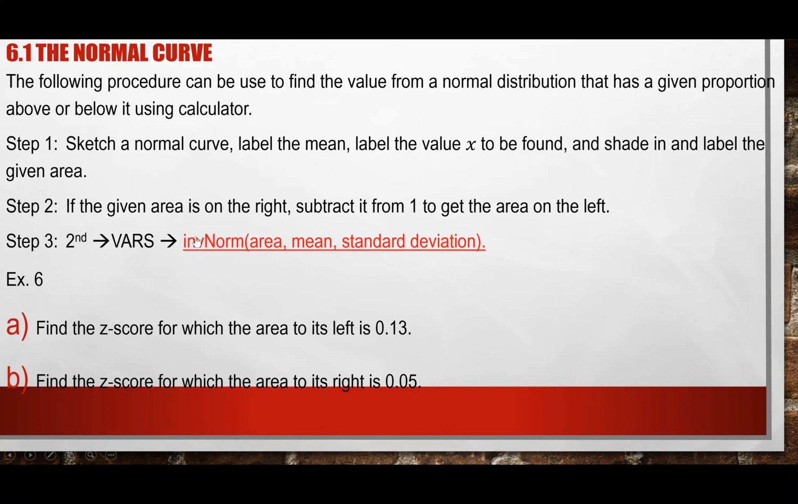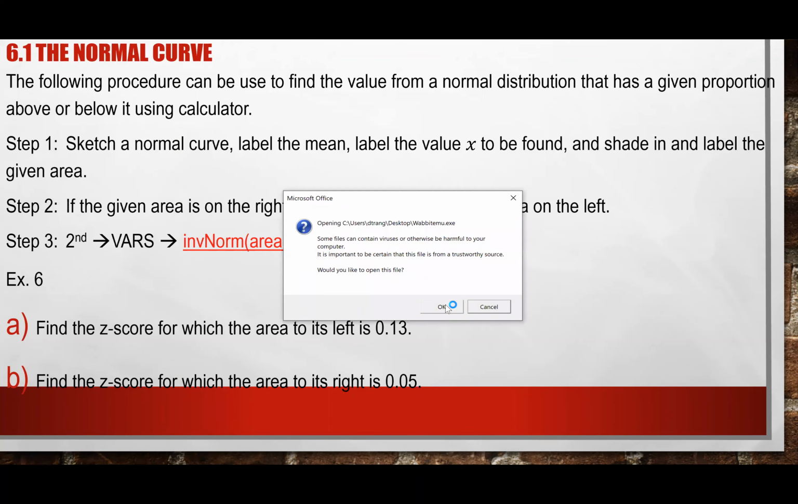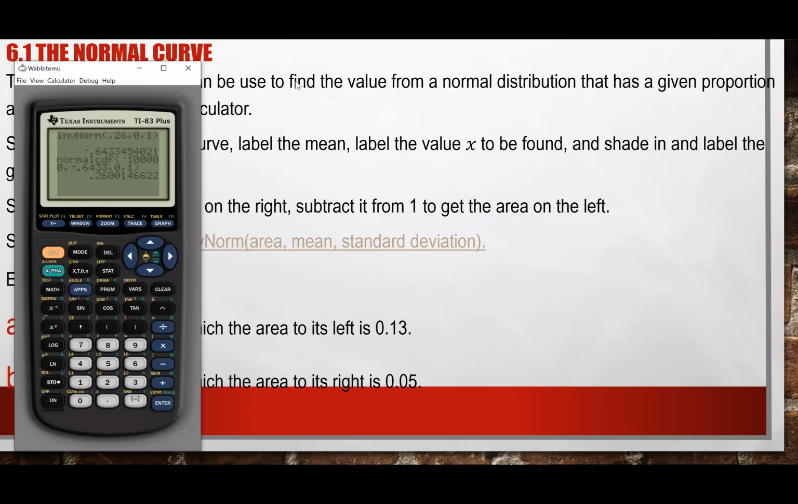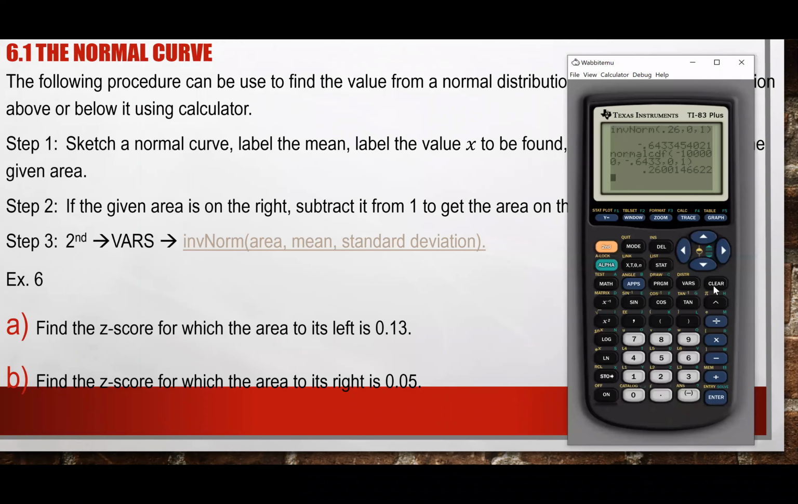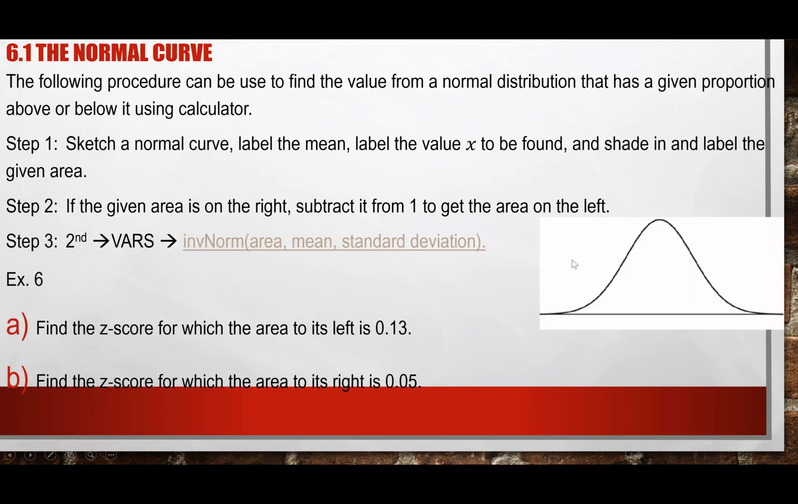Okay, so let's take a look at this one. They ask you to find the z-score, which is a standard normal. Even though they don't say it right here, when they say find the z-score, that is your standard normal curve, for which the area to the left is 0.13. To do this item, do you agree that they give us the area to the left?